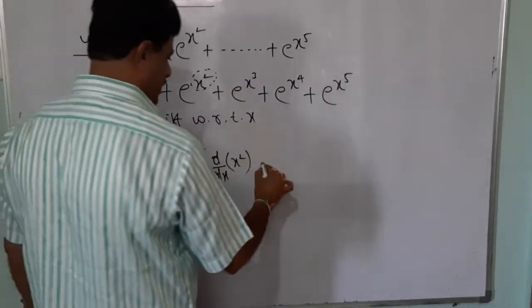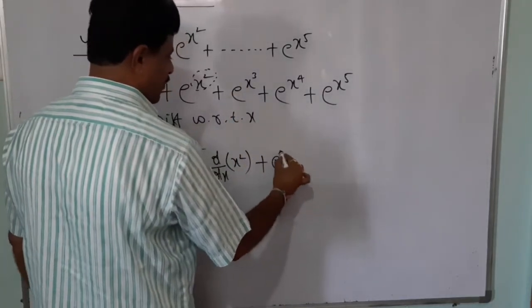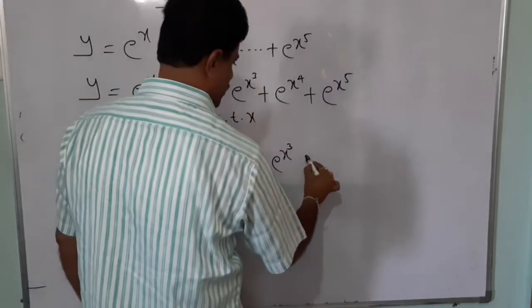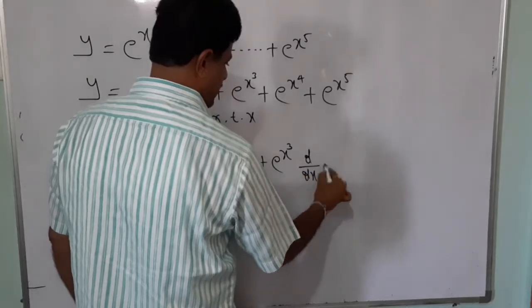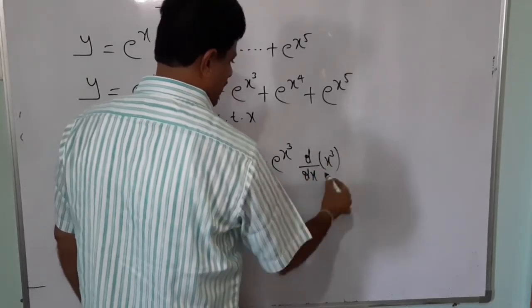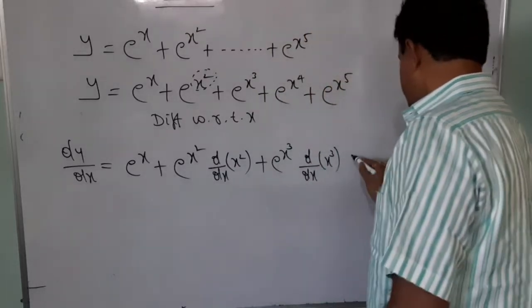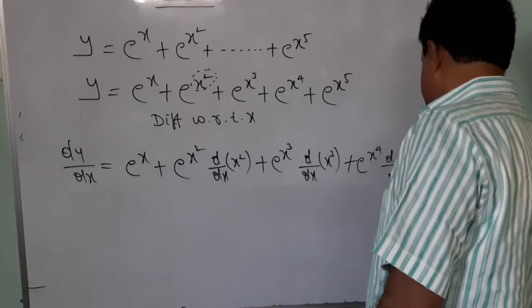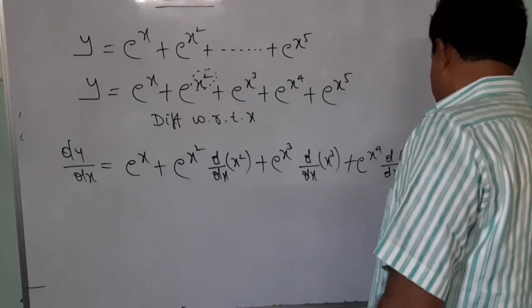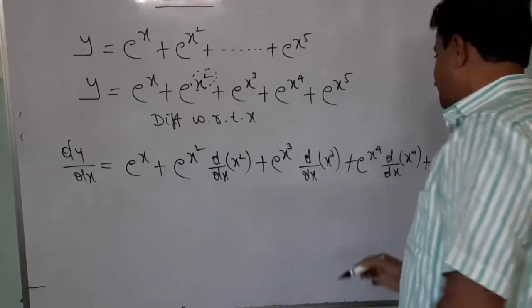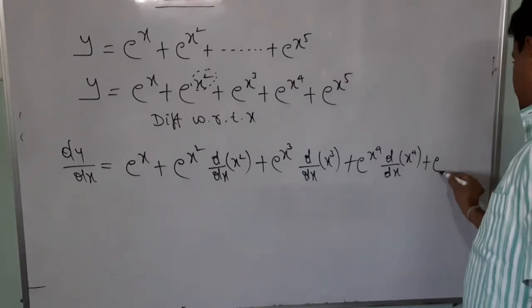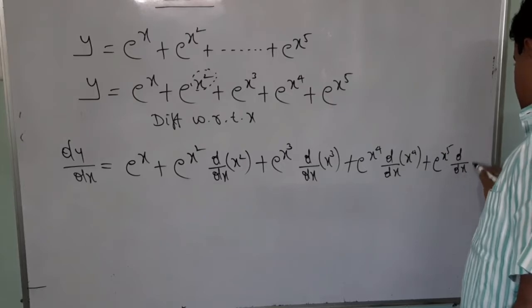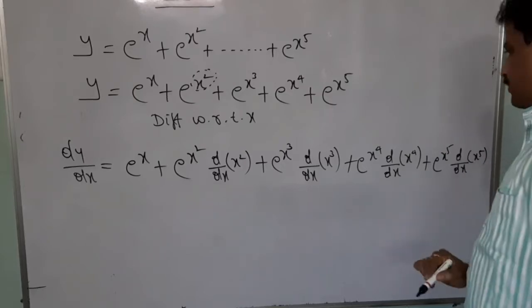So e to the power of x cube is also of the form e to the power of x. e to the power of x differentiation is e to the power of x, so here the power is x cube. So write d by dx of x cube, plus e to the power of x to the power of 4, so d by dx of x to the power of 4, plus e to the power of x to the power of 5, so d by dx of x to the power of 5.